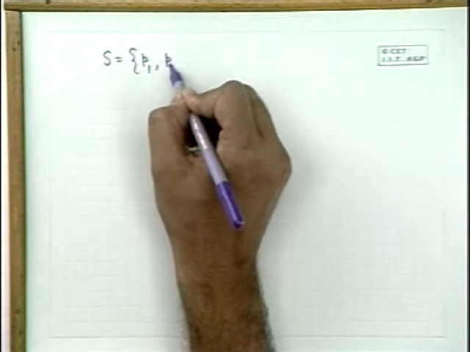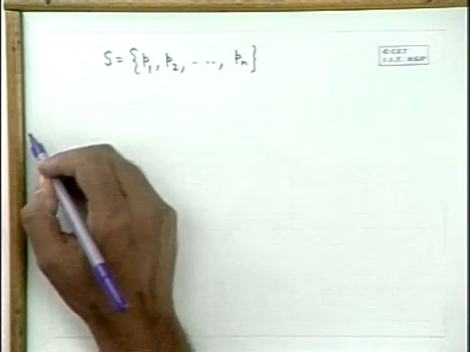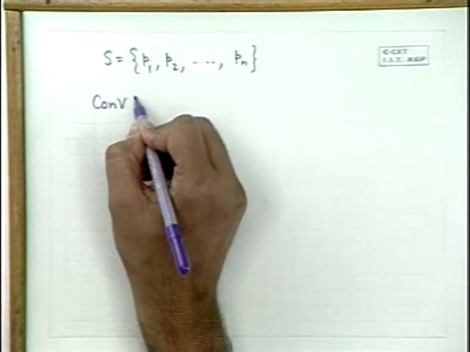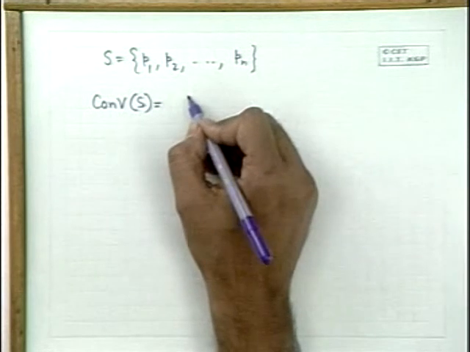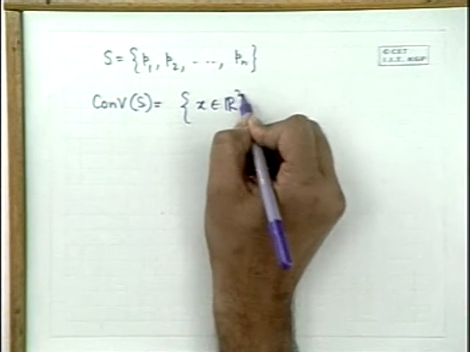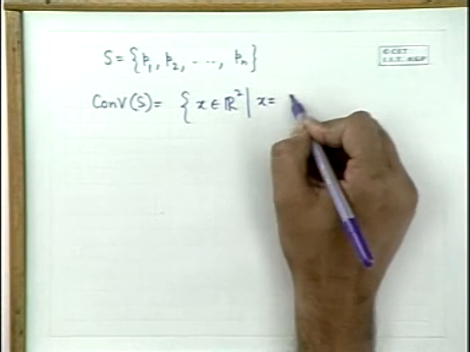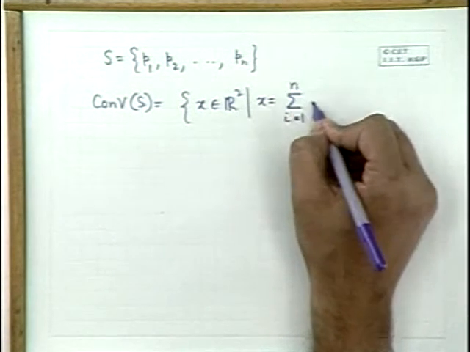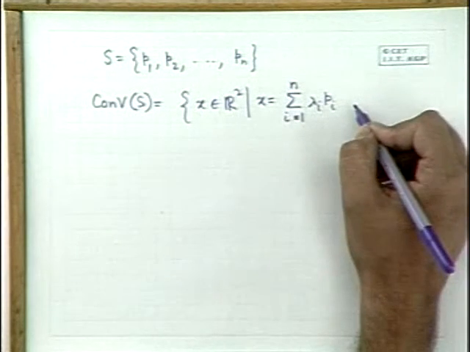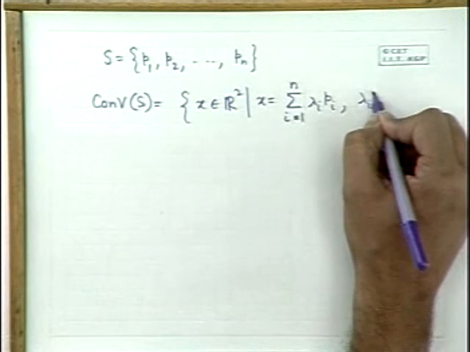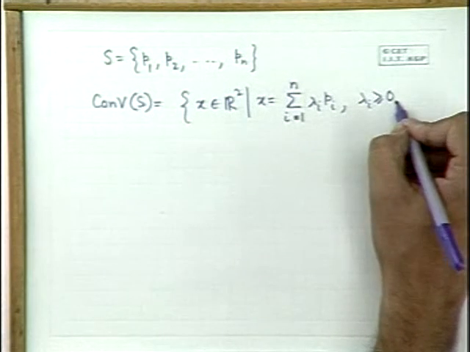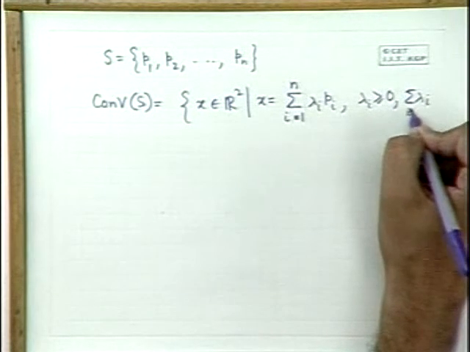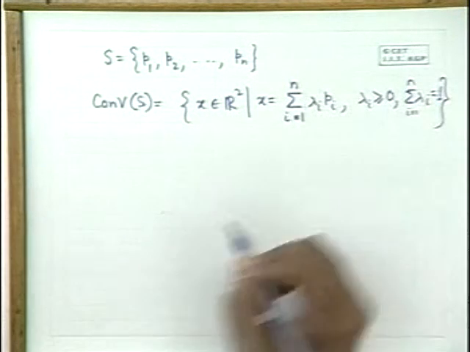Suppose S is equal to P1, P2 up to Pn. Then the convex combination, which again will be the same as conv S, the convex hull, is nothing but all the points X such that X is equal to the summation, i equals 1 to n, of lambda i times Pi, where all lambda i are greater than or equal to 0 and the sum of lambda i from 1 to n is exactly equal to 1. This is called the convex combination.